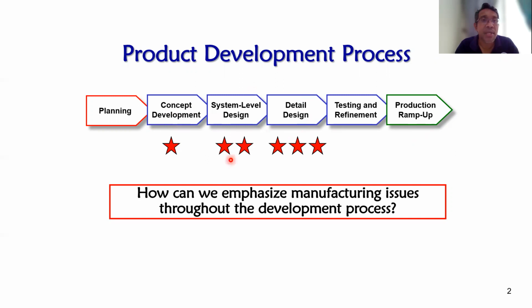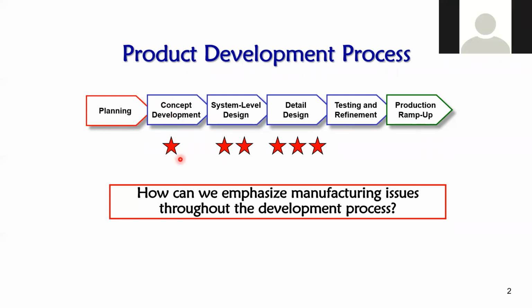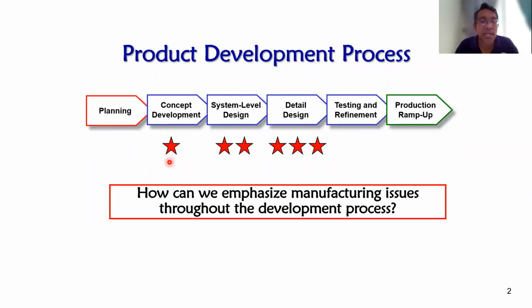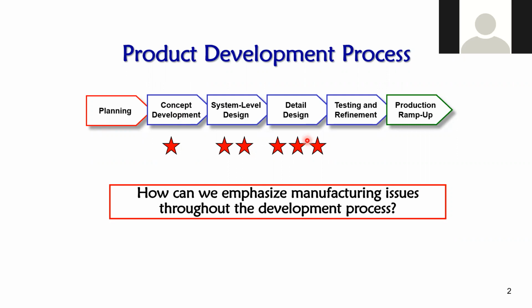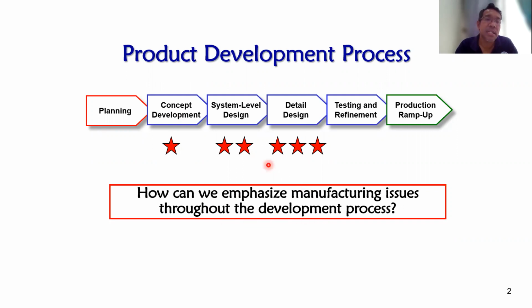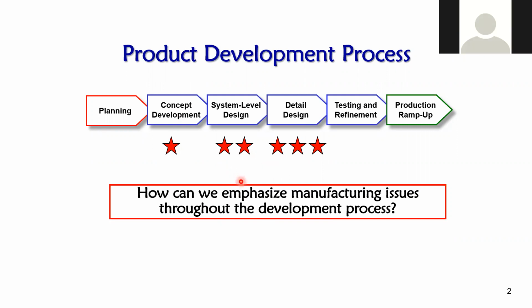So perhaps we can do it in the concept development phase. I put 1 star here, that means fewer difficulties. And then when we go to system level design, it's more difficult, and then more difficult in the detail design. So how can we emphasize manufacturing issues throughout the development process? We will learn in the next slide how to do it, using the DFM concept.